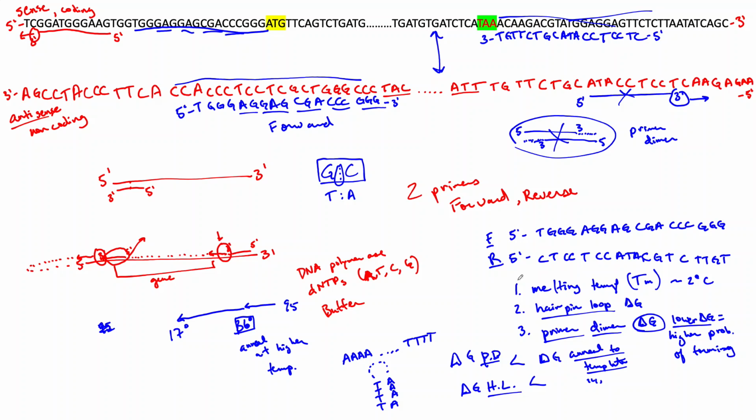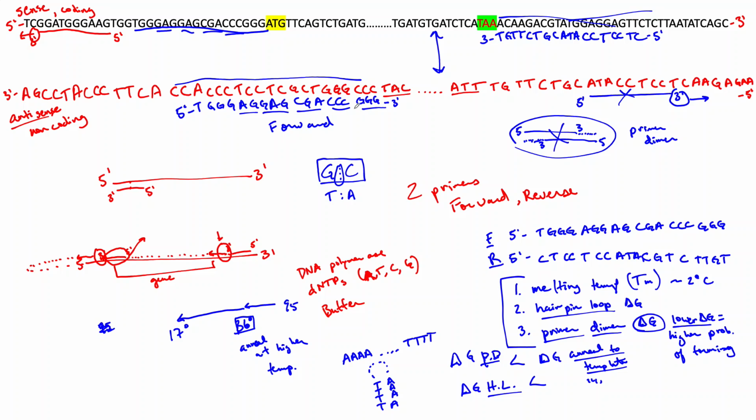So once you've checked these things and you have determined that these sequences, the forward and reverse primer, have similar melting temperatures and are not likely to form significant hairpin loops or primer-dimers, then you can go with those primers and you can send them off to the company.